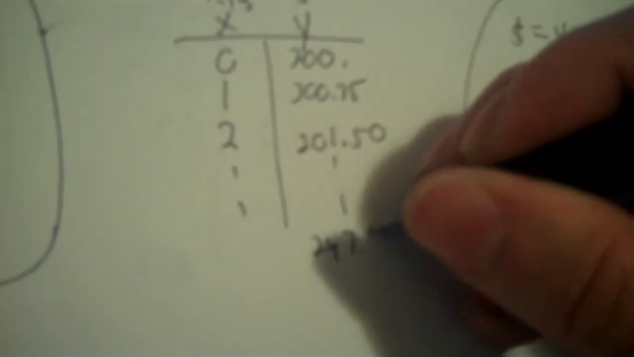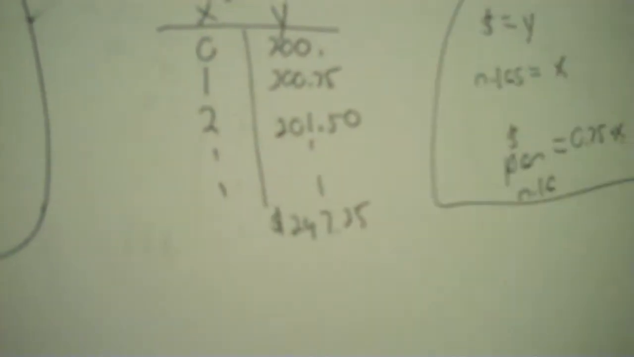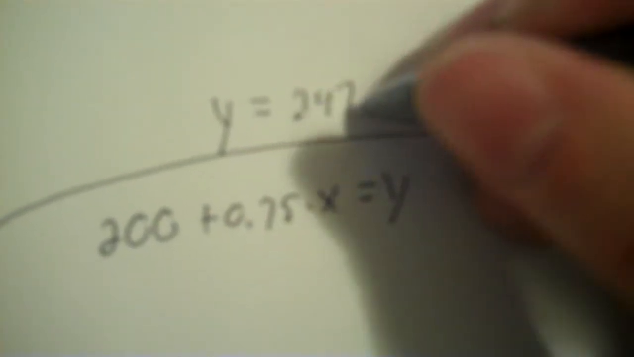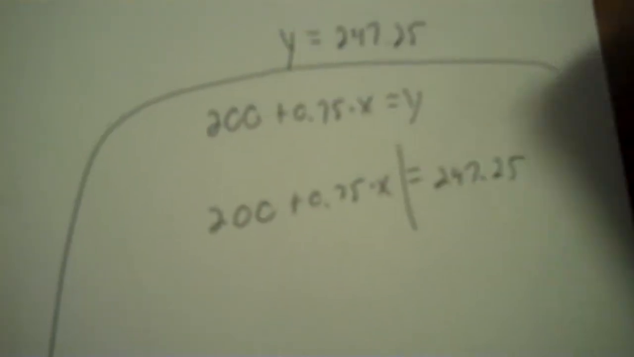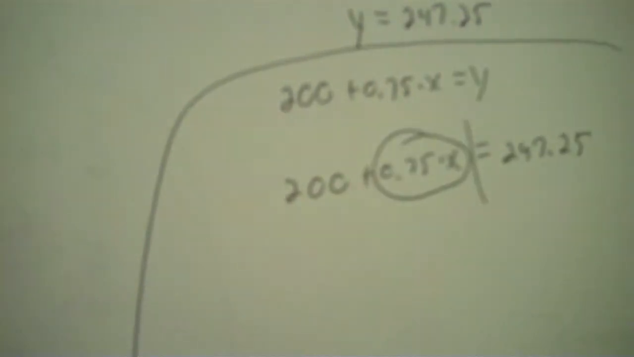Okay, now at the end they pay $247.25. So that goes in for y. So y equals $247.25. So 200 plus 0.75 times x equals $247.25. All right, so here's the x. It's got a times and a plus. I want to circle the times. To get your 200 to 0, you would subtract 200.